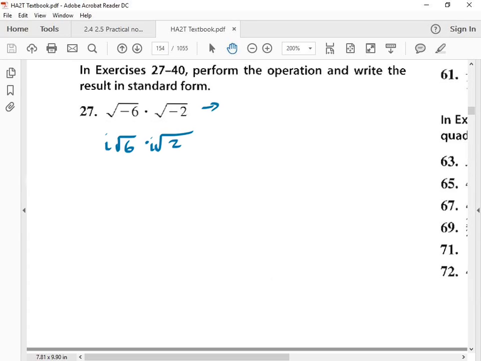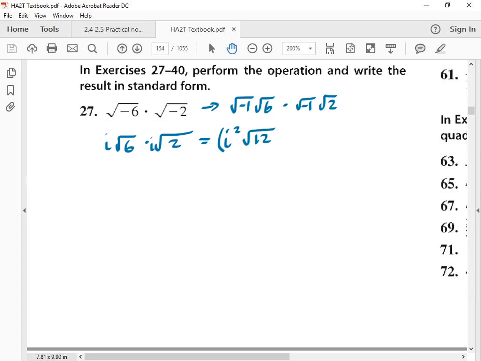Why? Because rad negative 1 times 6 gives me the first term, and then negative 1, the square root of negative 1 times rad 2, that would give me the second term. And so these change into i's, and so then we have, when we multiply, i times i, which is i squared, and then we have the square root of 12.